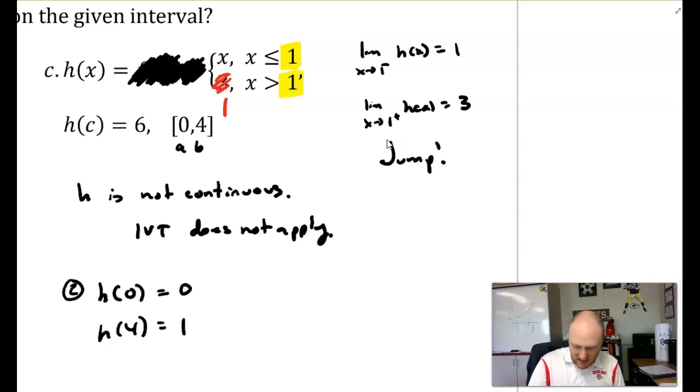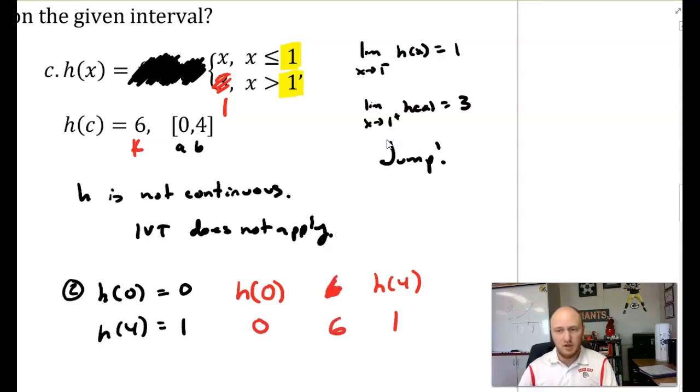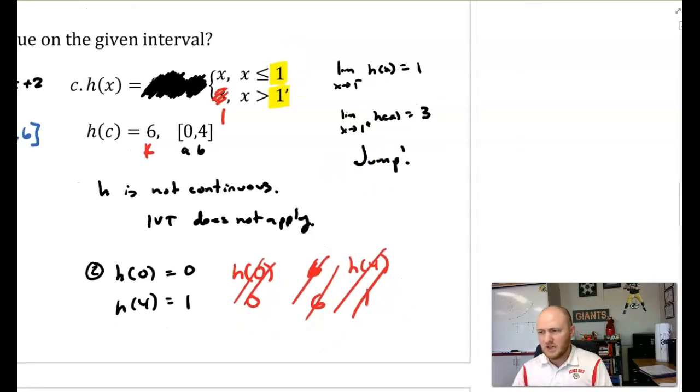And then we say, okay, is k between those? Here's h of 0, which is 0. Here's h of 4, right, which is 1. And our k value is 6. Is 6 between 0 and 1? No. So then condition number 2 fails. So that's an example of what condition number 2 looks like. Okay, let's go ahead and look at an example.